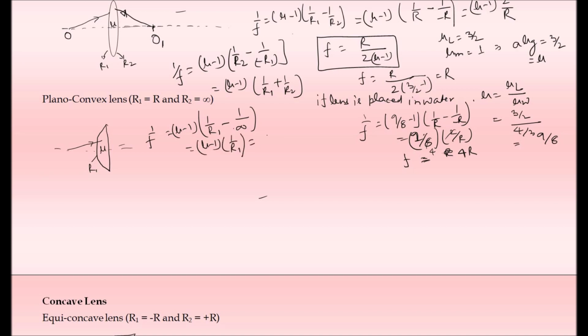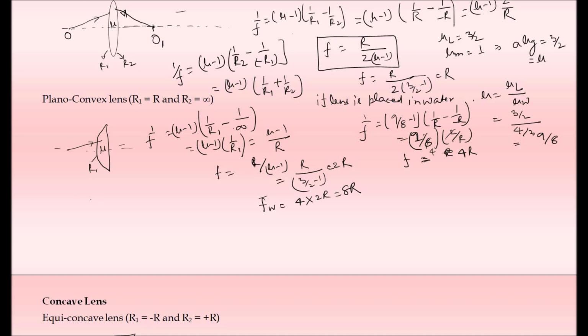So considering r1 is equal to r, we get (mu minus 1) by r, and from there we get focal length f is equal to r by (mu minus 1). So if I take mu is equal to 3 by 2, that is, if you place the plano-convex lens in air, we get f is equal to r divided by (3 by 2 minus 1), that is 2r. If the same lens is placed in the water, then fw is equal to 4 into 2r, that is equal to 8r.